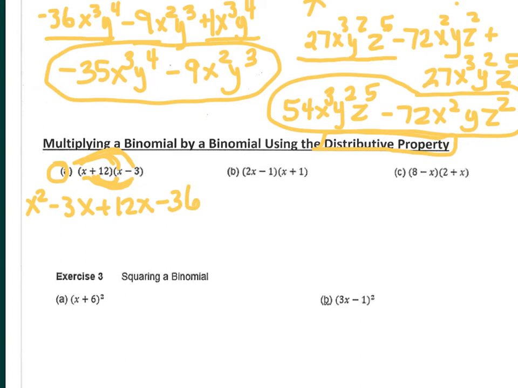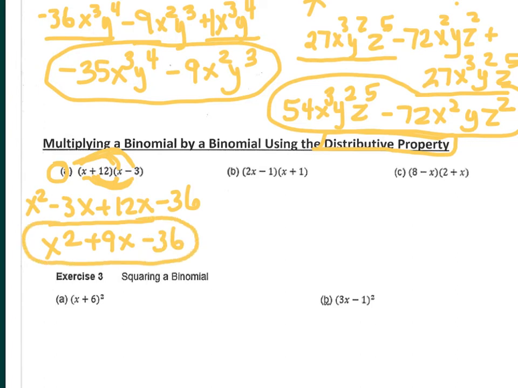Now paying attention closely, you'll see that negative 3x and plus 12x are like terms. We can combine them. So we end up with x squared. Combining the negative 3x plus 12x, well, that's the same as doing 12x minus 3x, which is positive 9x minus 36. That's your final answer.